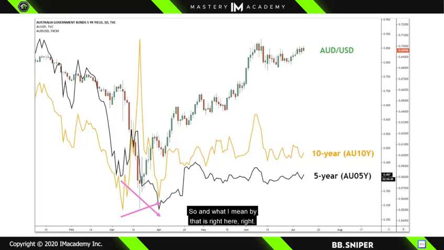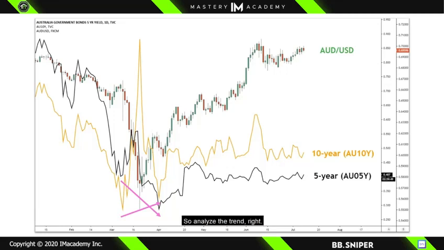So, and what I mean by that is right here, right? They diverge right at the April time right here. And then look at the response we get from that, right? Beautiful response. But anyway, so like I said, even if you were not able to catch that bottom or even catch a retracement, guys, this is long-term trading.